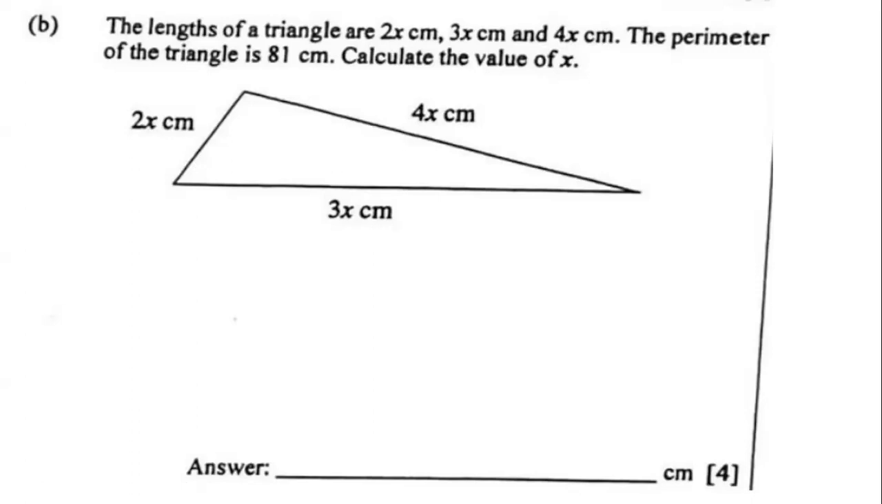All right, so what we're going to do is, they tell us that the perimeter is 81, and we have 2x plus 3x plus 4x. We need to calculate the value of x. Any ideas on how we're going to do this one? How are we going to figure out the value of x? Anyone want to try? Or maybe I should call on someone.